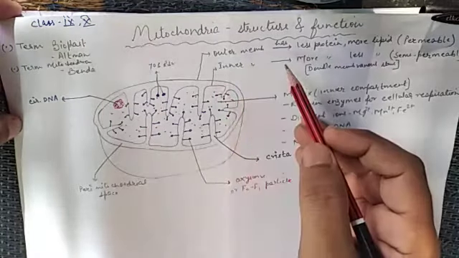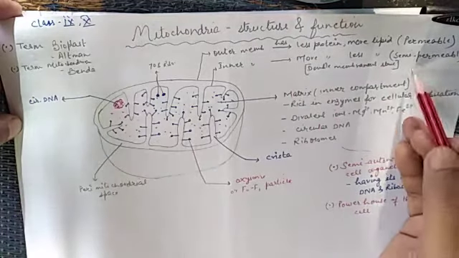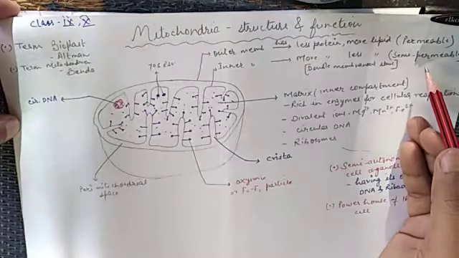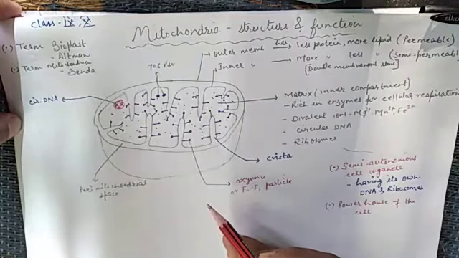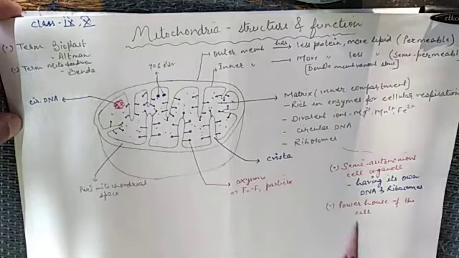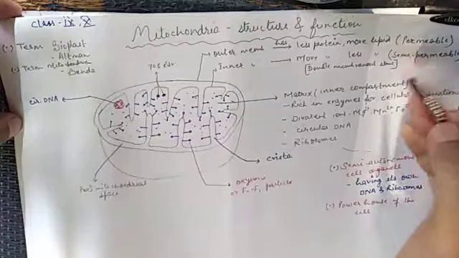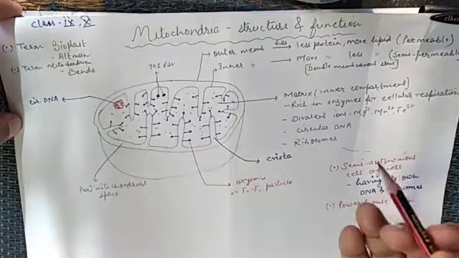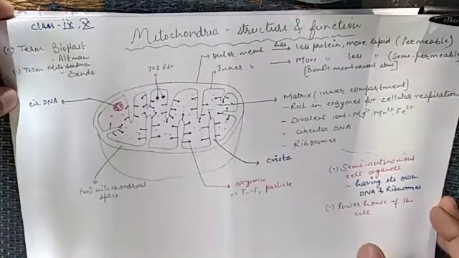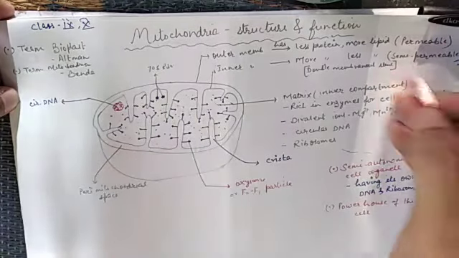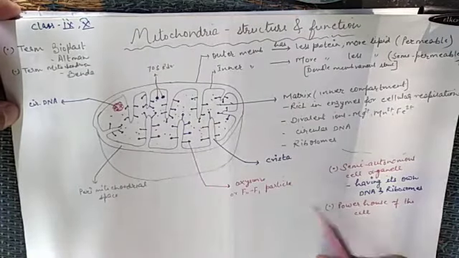But the inner membrane has more protein and less lipid, and it is semi-permeable or selectively permeable. It allows only those things which are necessary for this cell organelle. So the very important things here are permeability and semi-permeability. What is permeability and what is semi-permeability? You can also see this topic in my videos. I have discussed it in the section on cell membrane. You can go and watch it.